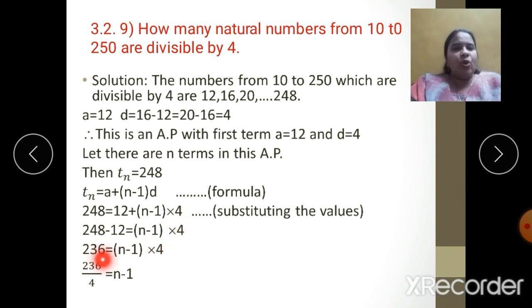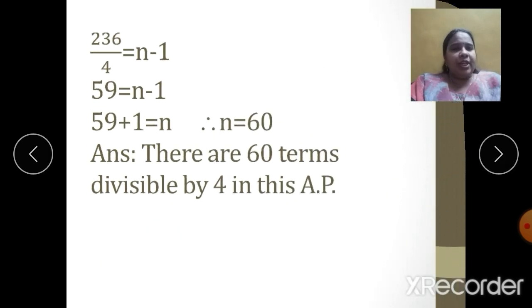Now shift 4 to the left hand side, it will divide. And after division, what will we get? 236 by 4 is nothing but 59. Correct? So 59 is equal to n minus 1. Shift this 1 to this side, it will become plus 1. So n is equal to 60. In this way, I can get the value of n.